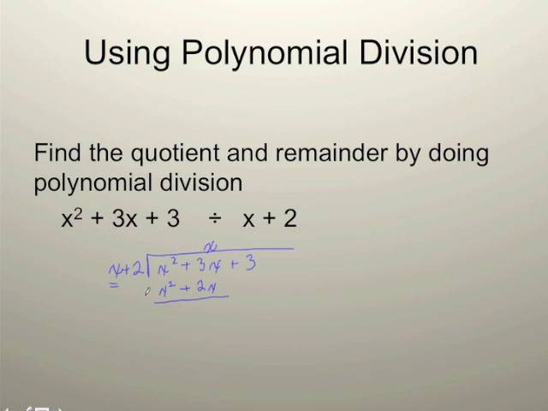Then, just like with long division, you subtract these. So this will be a negative. x squared will be gone. This will be a negative. And I'll have just 1x. And we bring down the 3, plus 3.